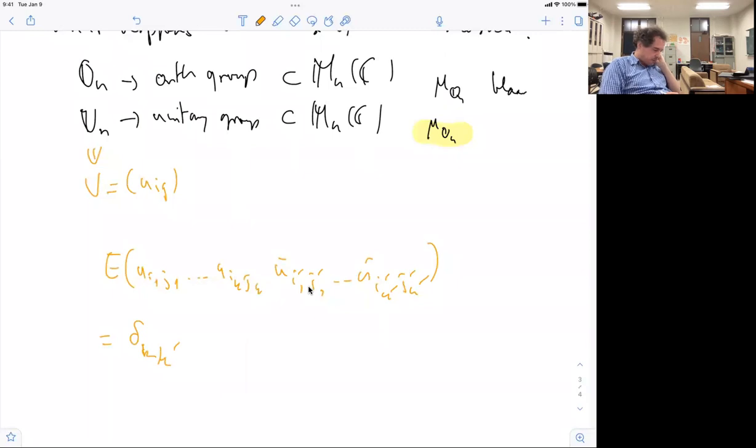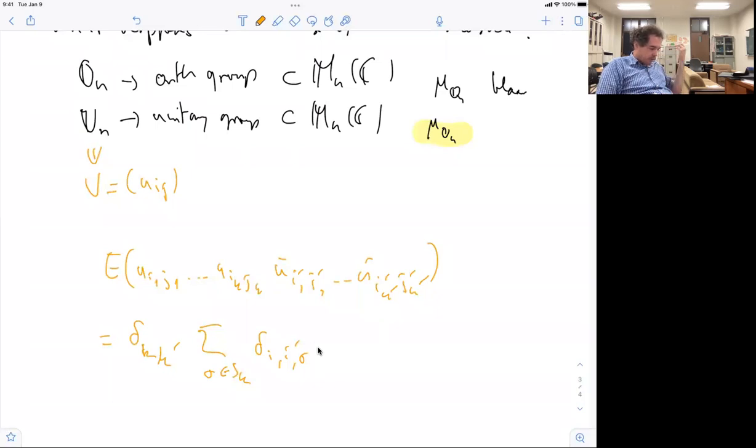And if this is the same, what I have to do is sum over all the pairings between indices of U and indices of U bar. In this case, these correspond to permutations, so sigma in S_K. So I ask whether the index I1 equals I prime sigma 1, I2 equals I prime sigma 2, and so on and so forth. That's my notation here, slightly generalizing what I had before.